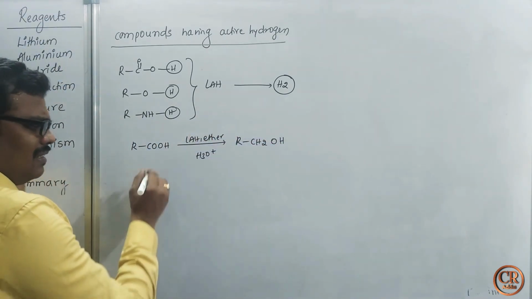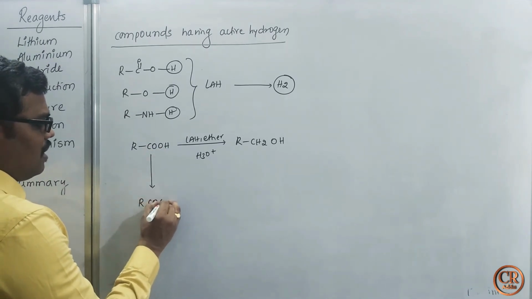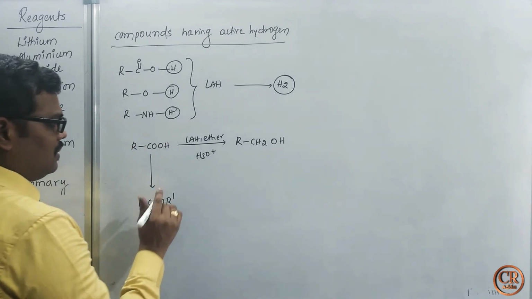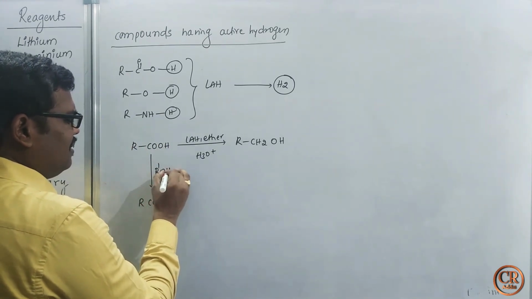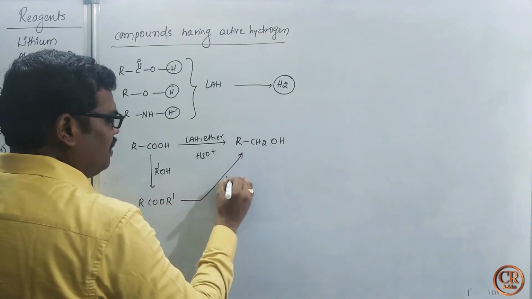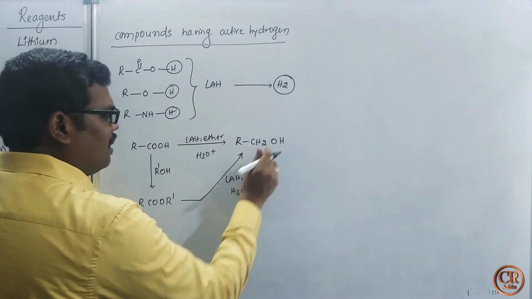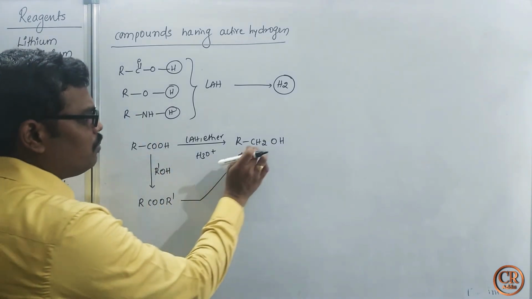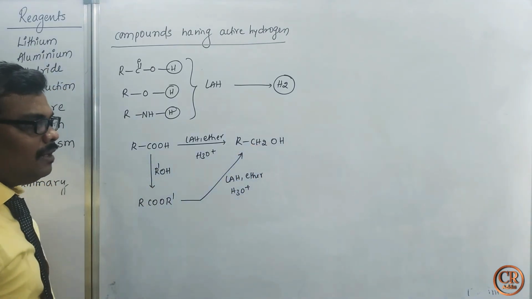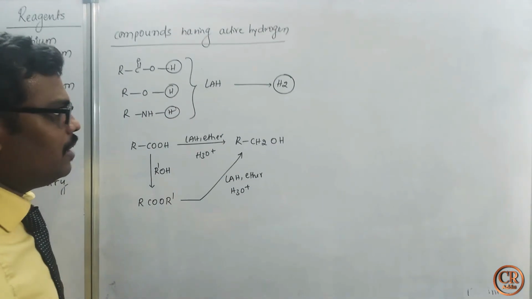So to avoid this, it is better to convert the carboxylic acid into an ester, RCOOR. When the carboxylic acid reacts with alcohol, it is easily converted into an ester. This ester, when treated with lithium aluminum hydride in ether followed by acid hydrolysis, gives alcohol. This is the best method to prepare alcohol from carboxylic acid. So this is mainly about the uses of lithium aluminum hydride.